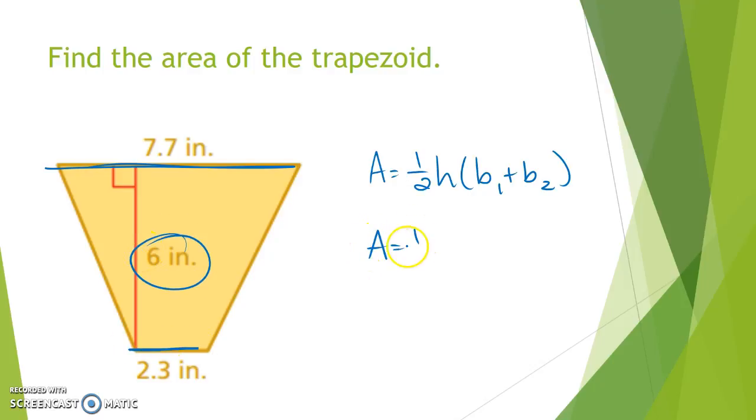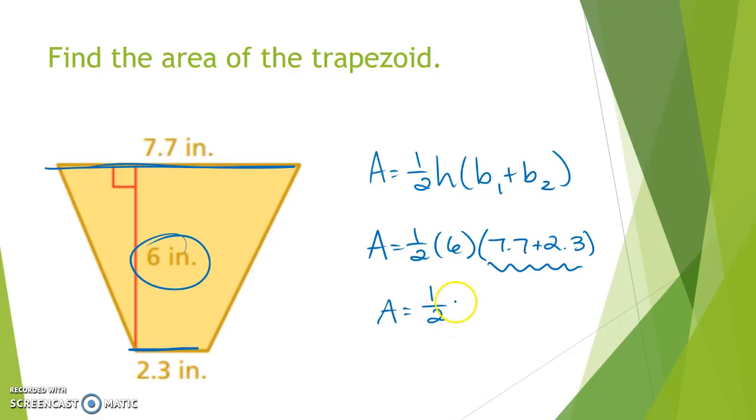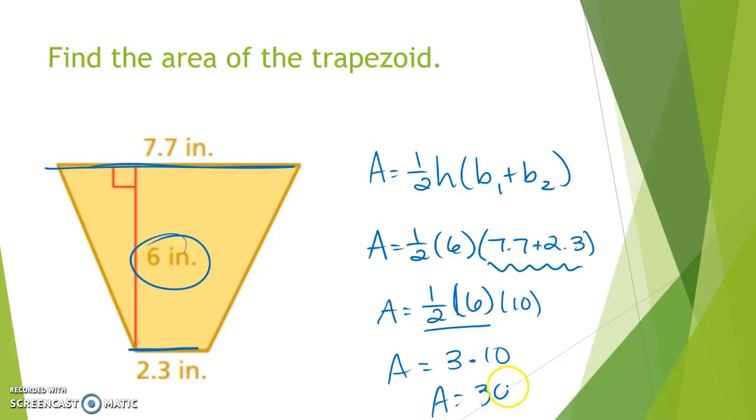So A equals 1/2 times 6. Base 1 is 7.7, base 2 is 2.3. And although we have these decimals here that we're going to have to add, when we add them together, we end up getting a whole number. So our next line should be 1/2 multiplied by 6, and then 7.7 plus 2.3 is going to be 10. So I'm going to do half of 6. So 1/2 of 6 is going to give us 3 times 10. So here our area is 30 inches squared.